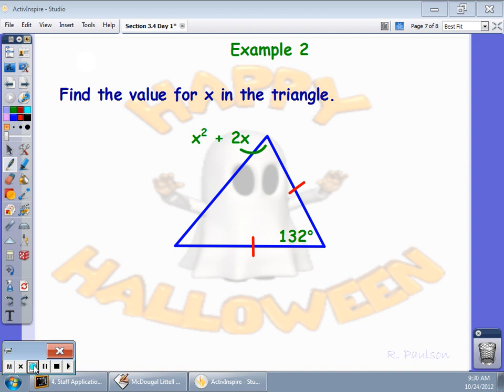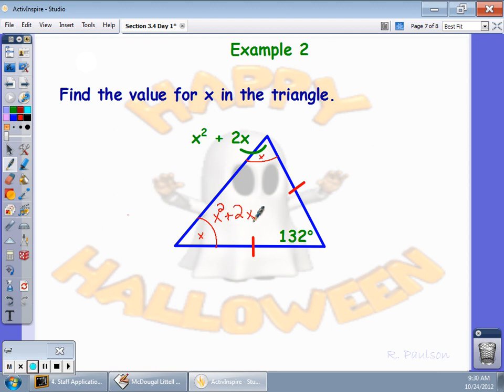So for this case, I'm going to mark the angles opposite the congruent sides that must be congruent to each other. Okay, so I want you to notice that the angle right here must be congruent to the angle up here. So if the angle up top has the expression x squared plus 2x, then the angle down here must also carry the same expression of x squared plus 2x.